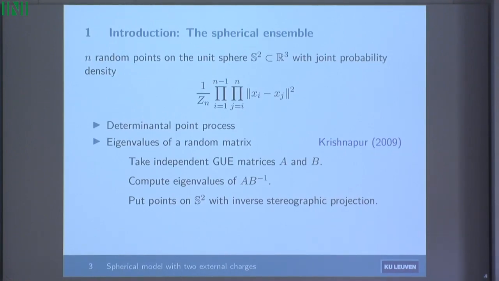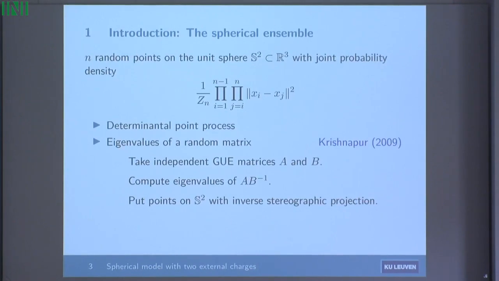Sorry, it should probably be Ginibre matrices, not GUE matrices, I'm sorry. It should be two independent Ginibre matrices. They're not supposed to be Hermitian, the A and the B, but only have complex Gaussian entries. Then you take this product, A times B inverse. Eigenvalues are all over the plane, and you put them on the sphere by means of inverse stereographic projection. Then you get random points on the sphere, and they're exactly distributed according to this probability density.